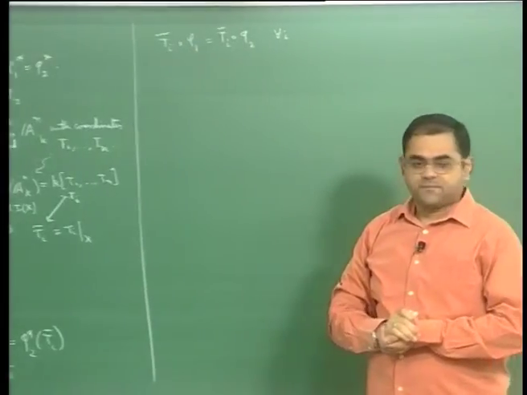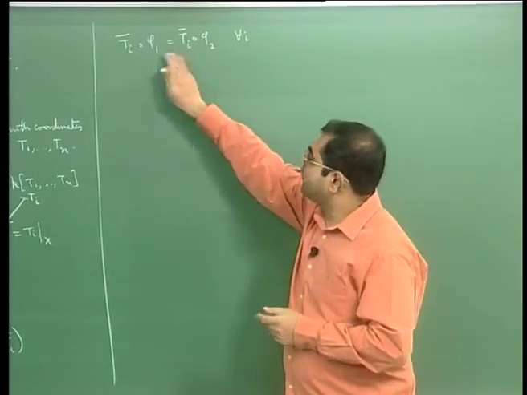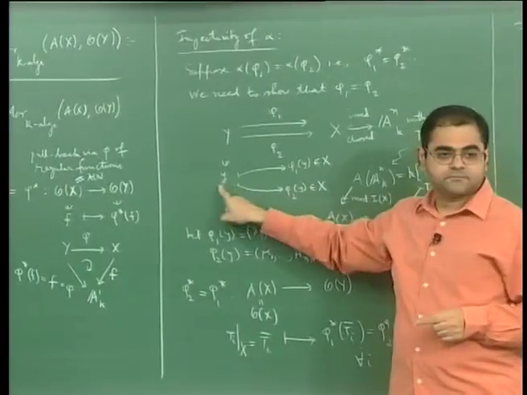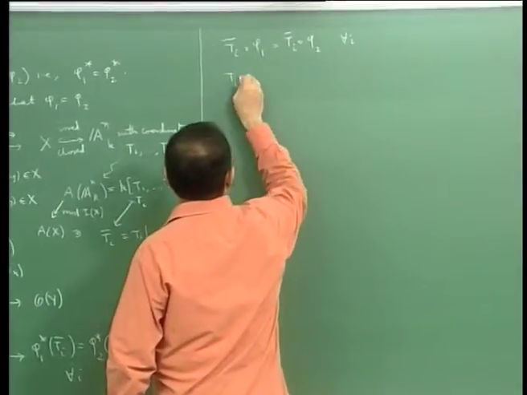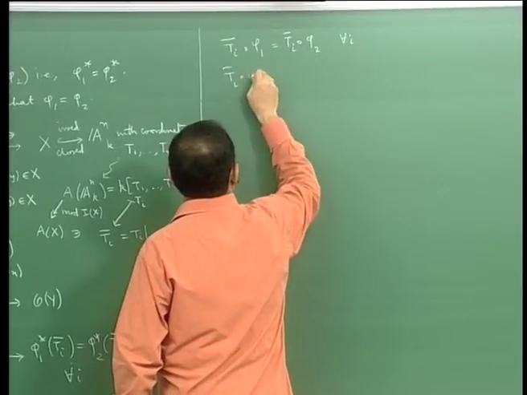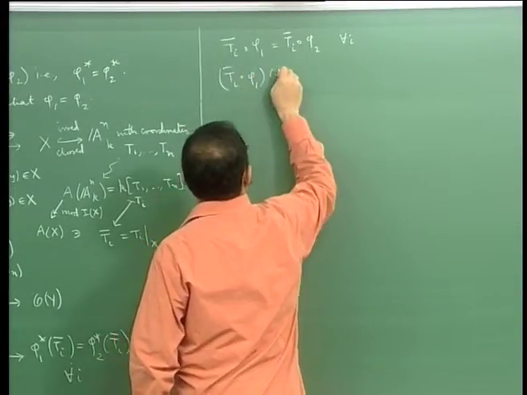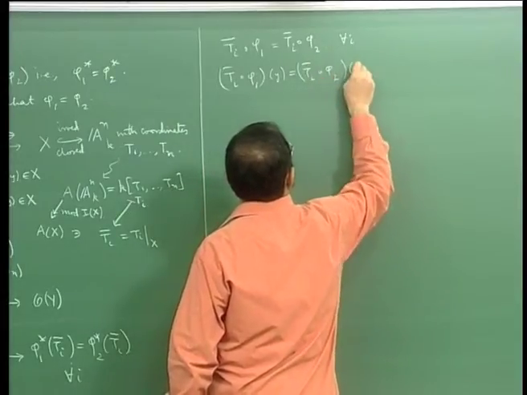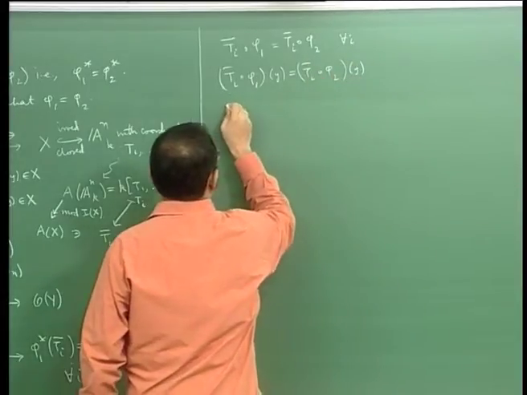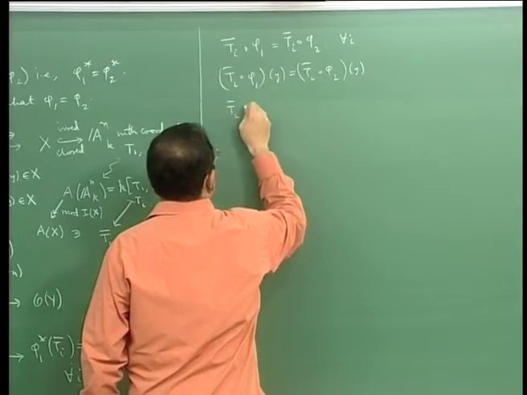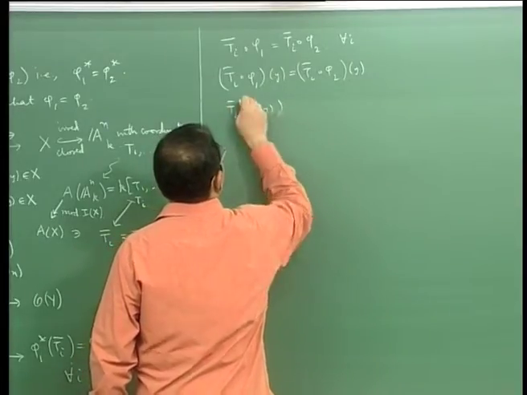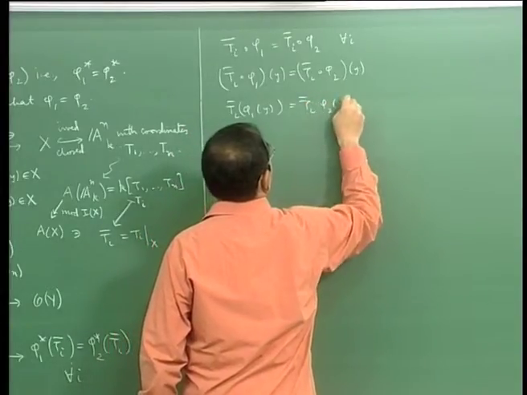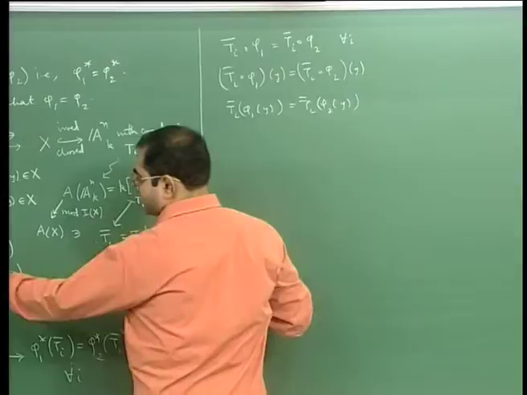This is what it means. Now this is an equality of regular functions on y, so apply it to the point small y. What you will get is Ti bar of phi1 of small y is equal to Ti bar of phi2 of small y. So this will tell you that Ti bar of phi1y is equal to Ti bar of phi2y.